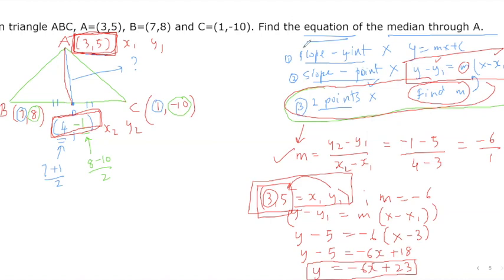So for x1 and y1, we get to choose which coordinate to put? Yes, you can choose either of the two, 3, 5, or I could have picked even 4, minus 1. We'll get the same answer. Okay, fine. Thank you.